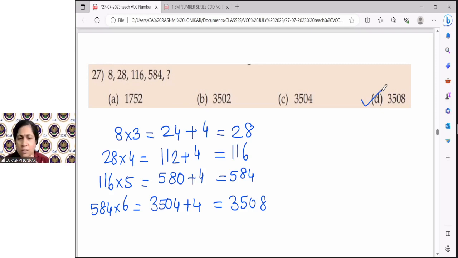So you just have to be open. Don't get frustrated. Don't get demotivated if you don't get the answer in the first step. Doesn't matter. The more you try, the more you will become expert in this type of thing. Okay. So you will be able to do the sums.